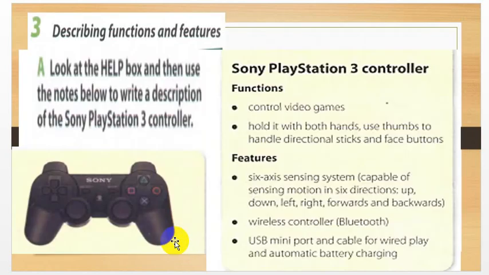Okay, describing function and feature. A. Look at the help box and then use the notes below to write the description of this Sony PlayStation 3 controller. At first go to the help box, then describe this Sony PlayStation 3 controller. Function: control video games. It allows you to control the video game.